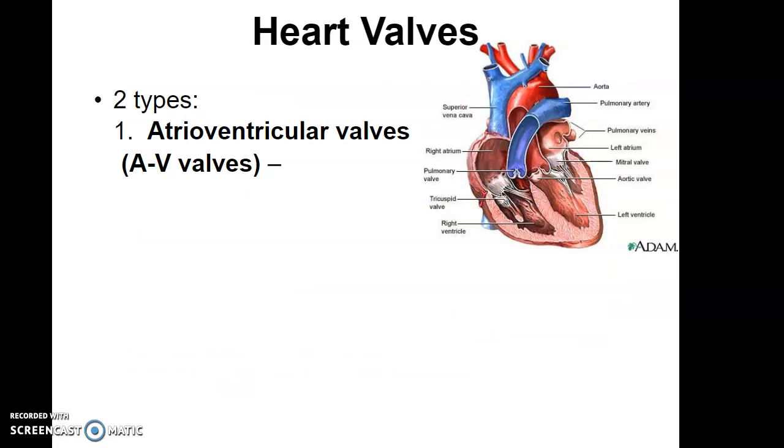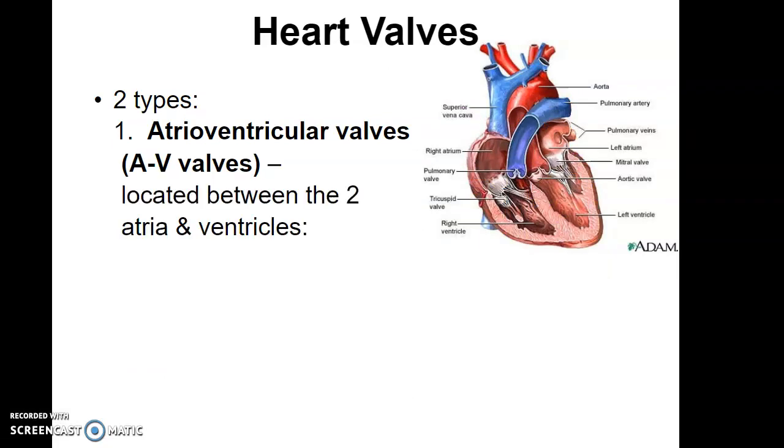Okay, so there's two types of heart valves. The first type are called the AV valves, or the atrioventricular valve, and they're called that because they exist between the atria and the ventricle. So that is going to be our tricuspid and our bicuspid. So this is our tricuspid valve over here. This is our bicuspid valve over here.